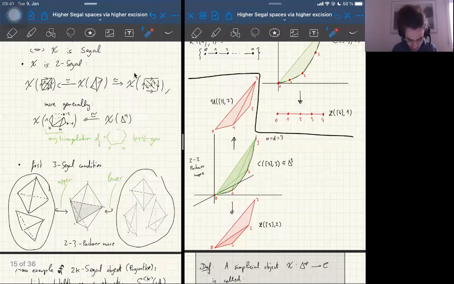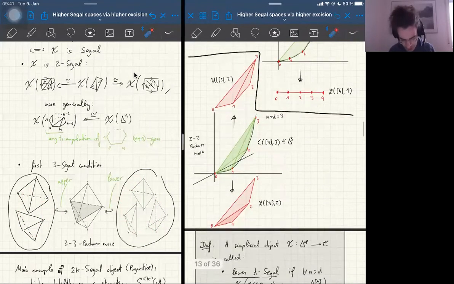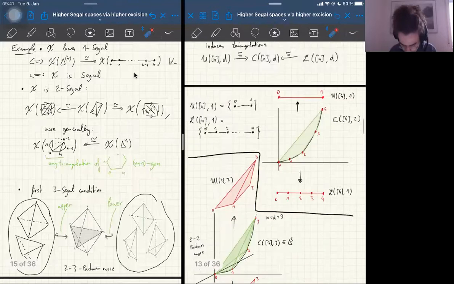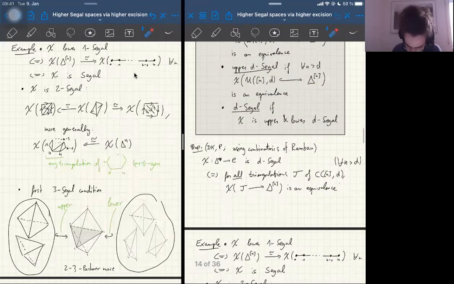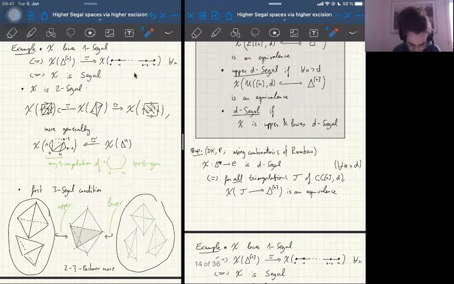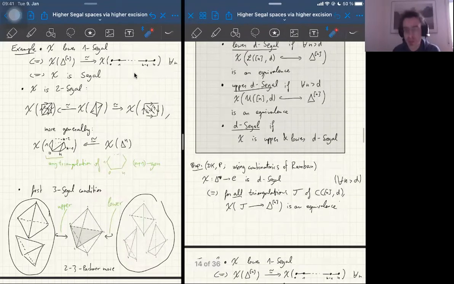Okay, and here there's a picture of the two triangulations for the three-Segal conditions. Here it's already a little bit harder to see. This is a three-dimensional polytope, which you can write either as the union of two three-simplices or of three three-simplices. And this is then the 2-3 Pachner move, comparing the left and the right. Let's just keep this example up so you can look at this.